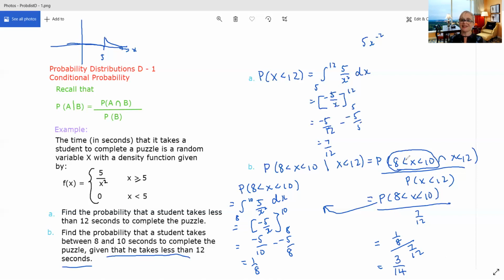So in this particular case, our intersection of those two events happens to be the entirety of this event. That will sometimes happen. Alrighty, so that's our conditional probability. Remember, our probability density functions must be greater than or equal to 0 for all values of x, and the total area under that curve has to be 1 because your total probabilities add up to 1.